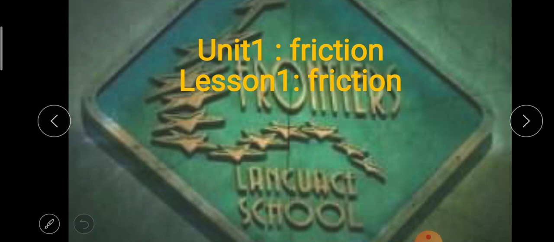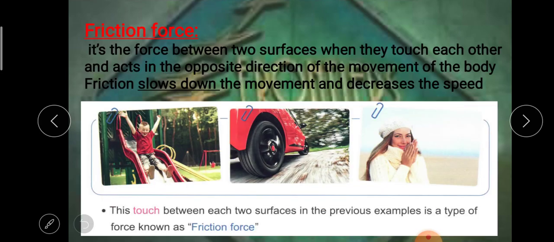The first unit is friction. In this unit, we have two lessons. The first one is friction, and the second one is the advantages and disadvantages of friction. Let's start our first lesson. First, friction. What is meant by the word friction?